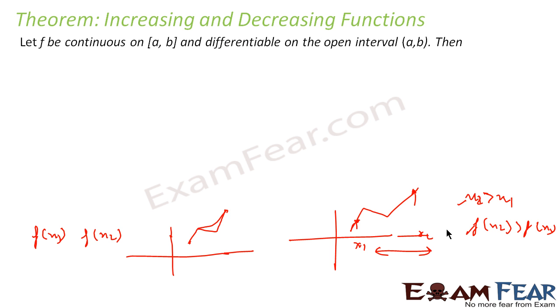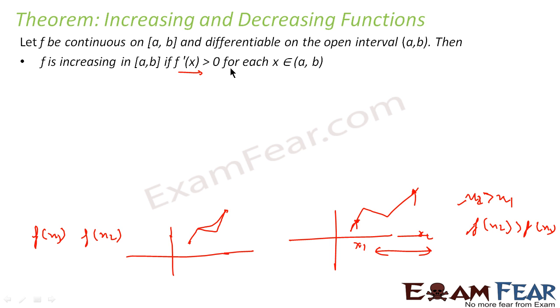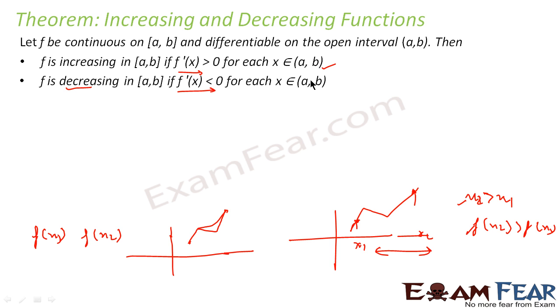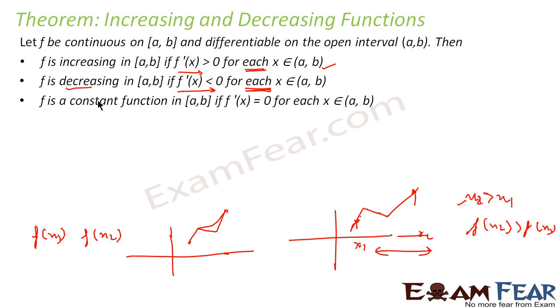if f is a continuous function on [a, b] and differentiable on the open interval (a, b), then f is increasing in this interval if f dash x is greater than 0 for each x that is a member of (a, b). Also, f is a decreasing function if f dash x is less than 0 for each x that is a member of (a, b). Please note the words "for each", because for each and every value of x here I have to prove that. Also, f is a constant function if f dash x is 0 for each value of x in (a, b).